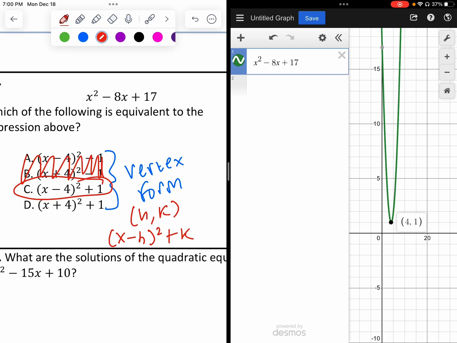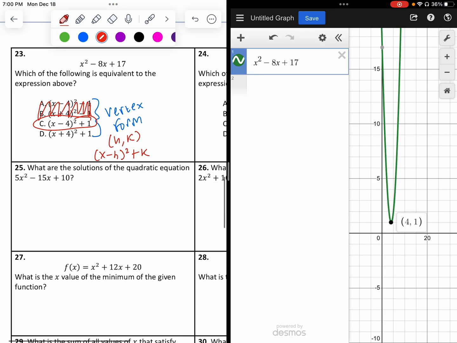But again, the main thing with this question: use Desmos. If you have it, use it. It is there for you, and it's there for a reason. Okay?